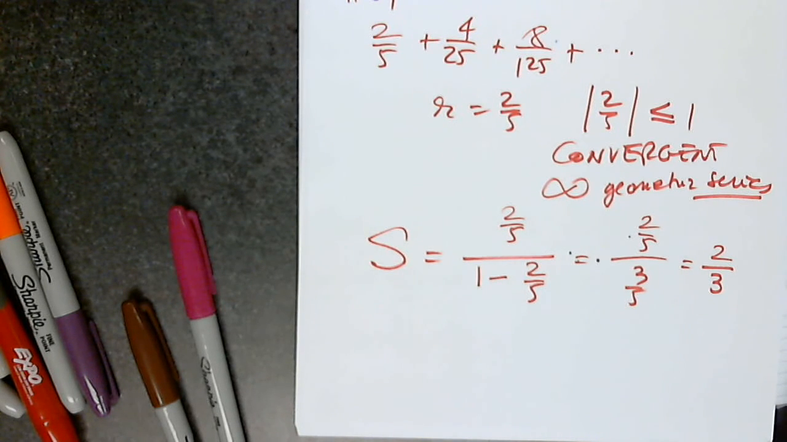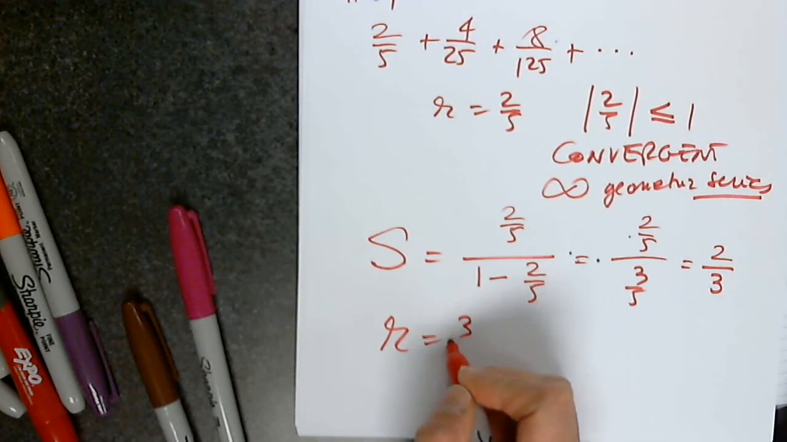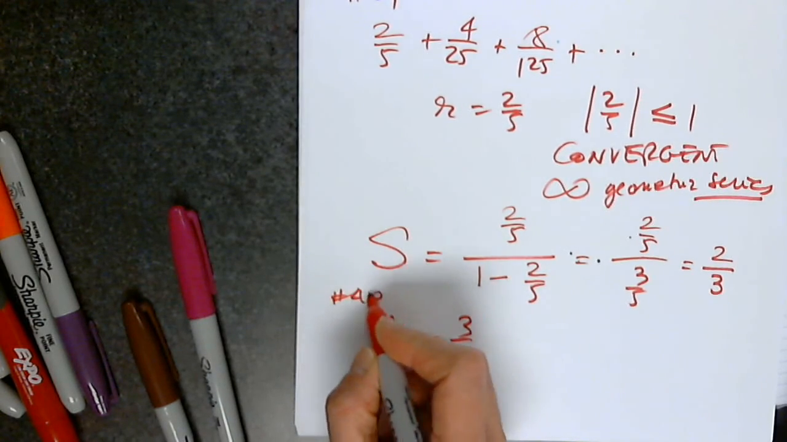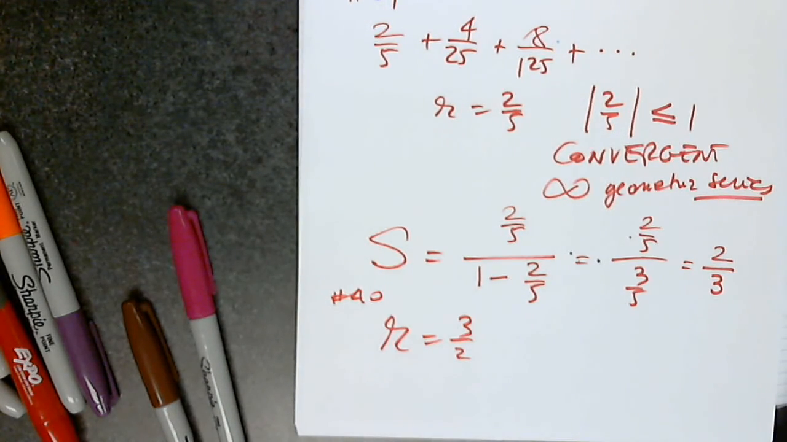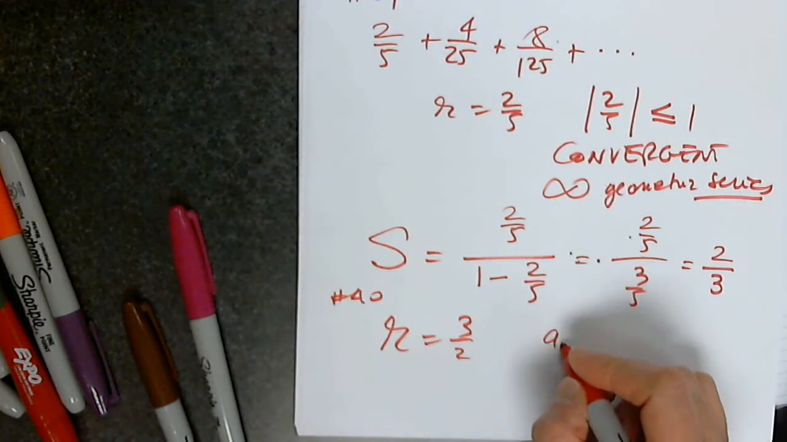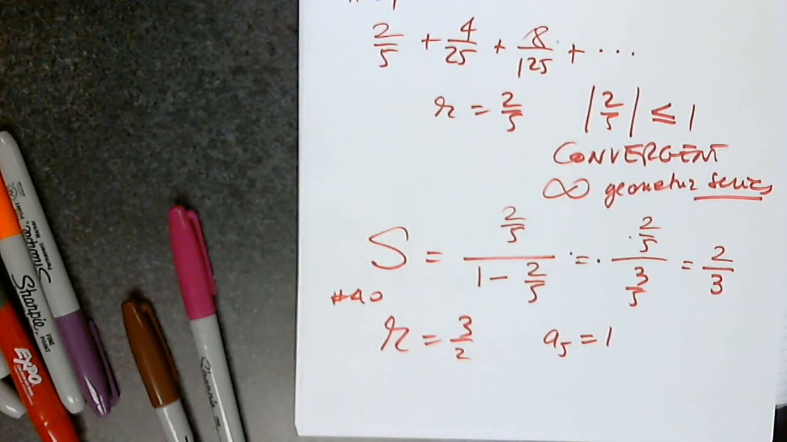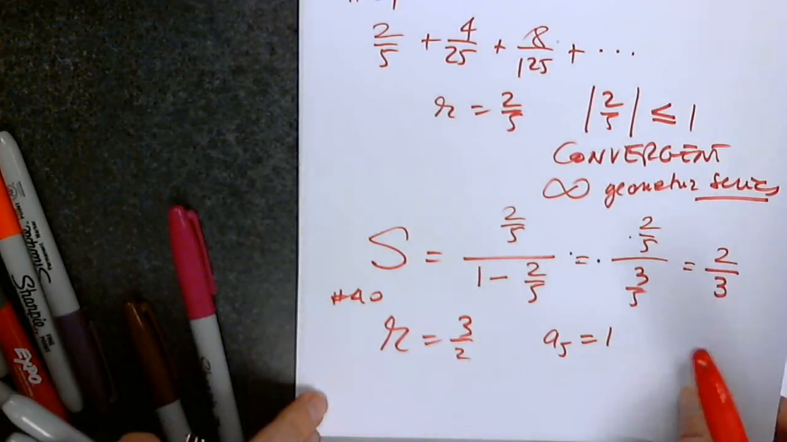Look at number 40. Yes, of course. Number 40. Where is it? The common ratio in a geometric sequence is 3/2, and the fifth term is 1. A5 is 1. Find the first 3 terms. Awesome.